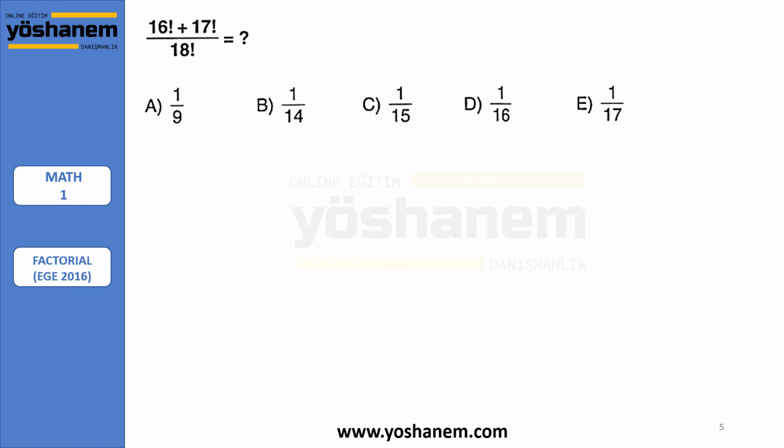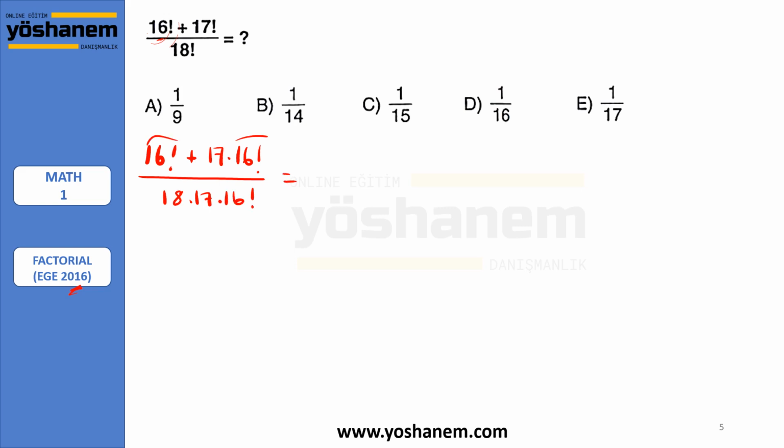This question is from 2016 and it's a very basic one. We are going to write them from the given number down to 16 factorial because 16 factorial is the smallest one, right? So I'm going to stop once I get to 16 factorial. 16 factorial plus 17 times 1 less than 17 is 16 factorial over 18 times 17 times 16 factorial.